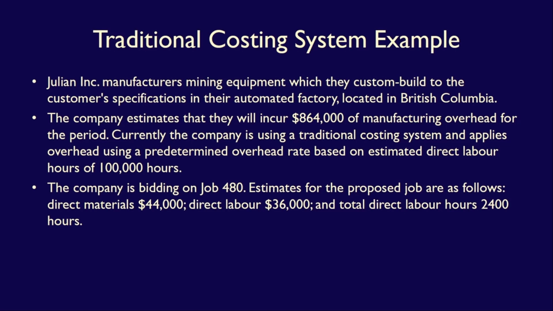Julian estimates that overhead for the year will be $864,000. They use a traditional costing system and estimate that the cost driver will be 100,000 direct labor hours. The company is bidding on job 480, and they estimate that for this job, the direct materials will be $44,000, direct labor will be $36,000, and total direct labor hours will be 2,400. They want to determine the total cost of job 480 so that they can bid for the job.